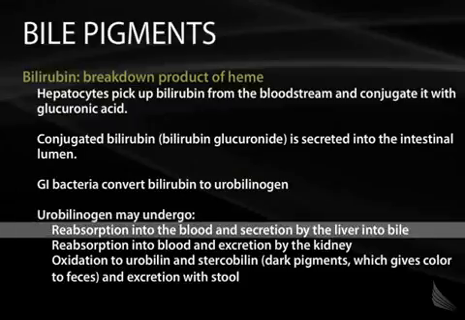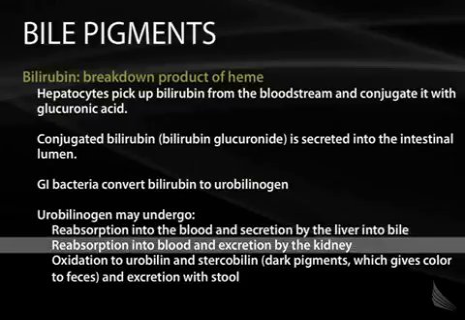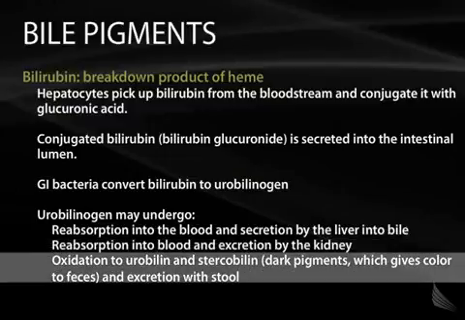It can be resorbed into the blood and secreted by the liver into bile. It can be resorbed into blood and excreted in urine. Oxidation to urobilin and stercobilin can occur, and these are the dark pigments that give feces its color, and they are excreted with stool.